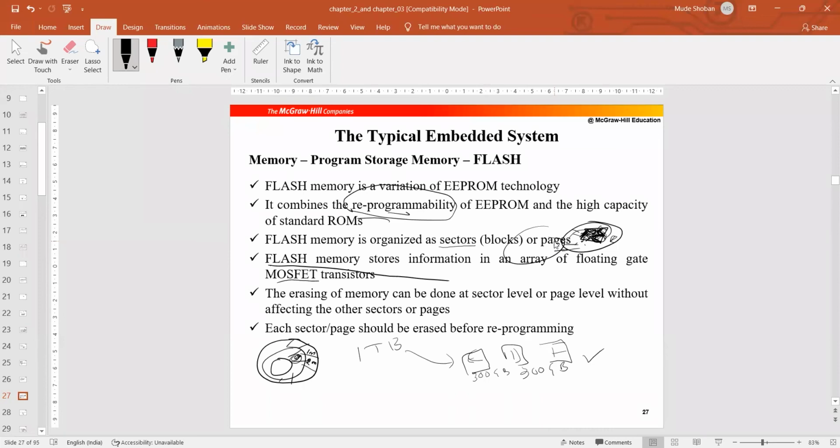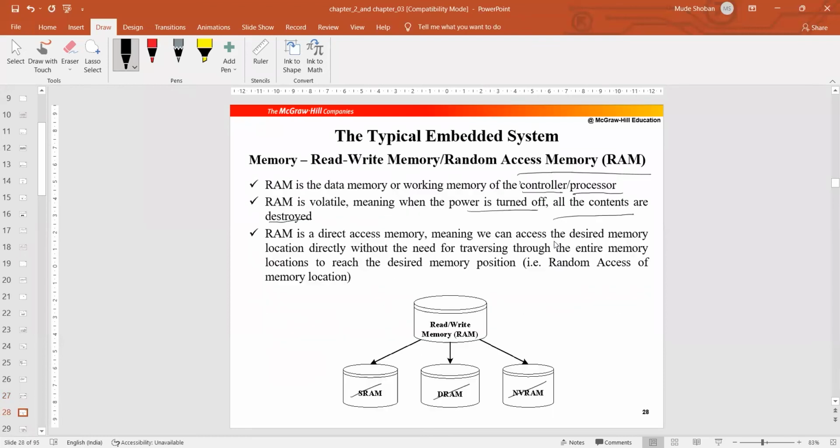So the erasing of memory can be done at sector level. Just what I noticed to you, erasing is at sector level or page level without affecting the other sectors or pages. Just like what we discussed, 0 to 10 kilometers, the mobile of the respective person will be detected here. Once he crosses beyond 10 to 20, he will be detected here and the content erased here, right? So like that it will change. So each sector or page should be erased before reprogramming. So this is the scenario of the memory.